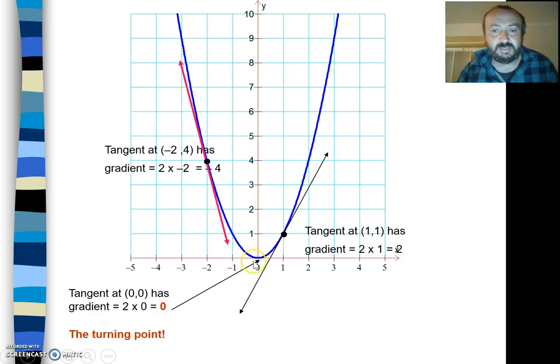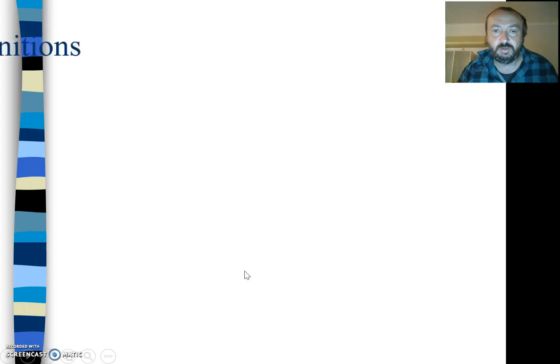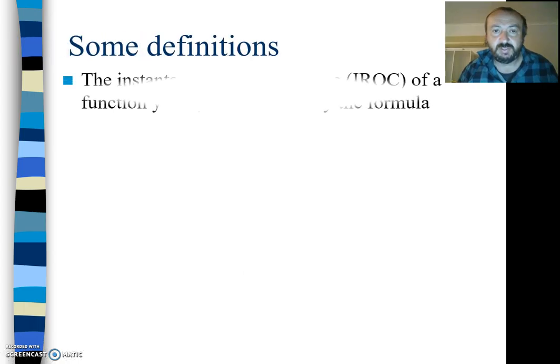What this means is that we've now got a much easier way of finding the vertex of a quadratic. Don't have to do all of that, finding the axis of symmetry or completing the square. Don't have to do any of that. Okay, let's go on. Some definitions here.